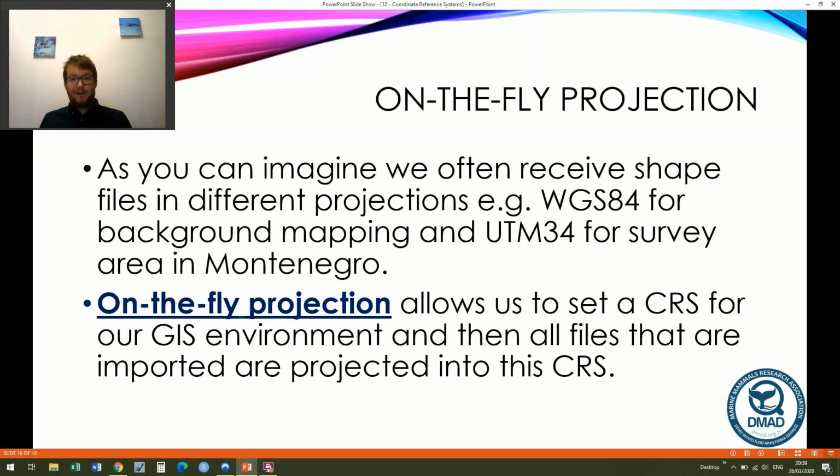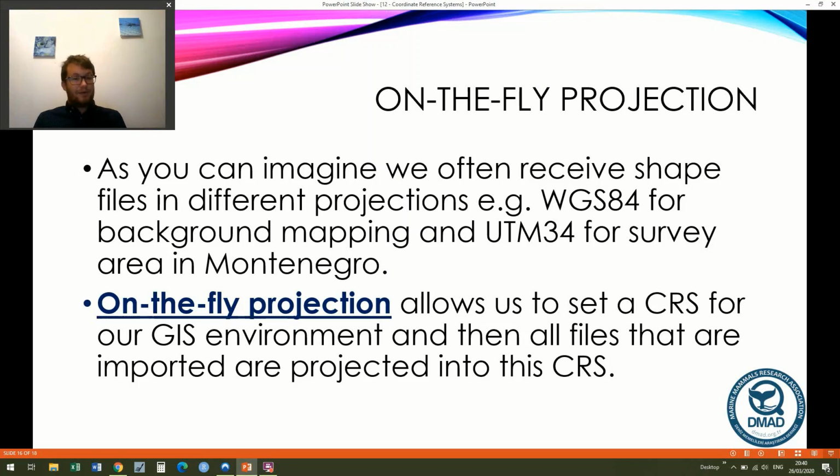So the final thing I wanted to talk about is on-the-fly projection. As you can imagine, we quite often get different shape files for our different projections. For example, we might get a file such as background mapping, a nice big file, in World Geodetic System, so WGS 84, which is the latest World Geodetic System. And we might get something in UTM 34 if we were maybe looking at survey areas in Montenegro.